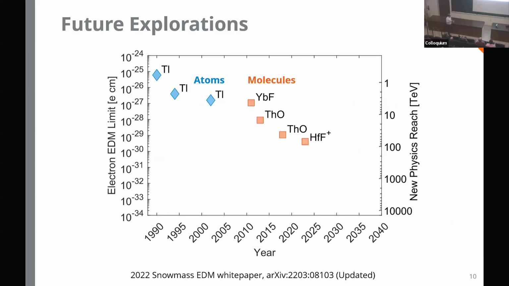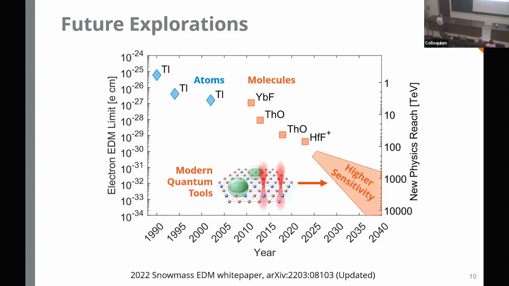In the early 2010s, molecule experiments surpassed atomic experiments, and since then there has been a fairly rapid increase in sensitivity, around a factor of 300 or so, since these experiments came online. They are now probing the tens, almost 100 TeV scale for new symmetry violating fundamental particles and forces.